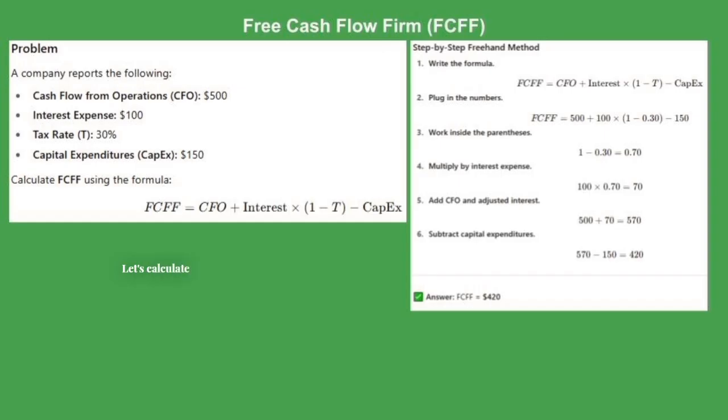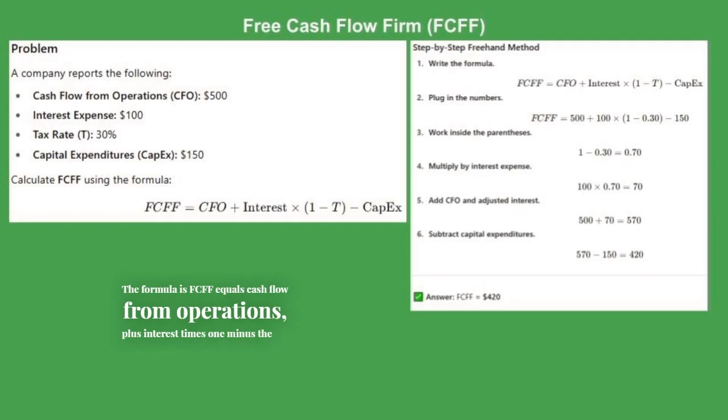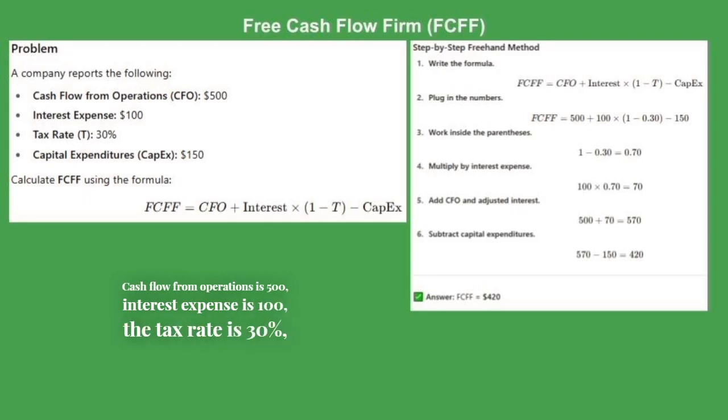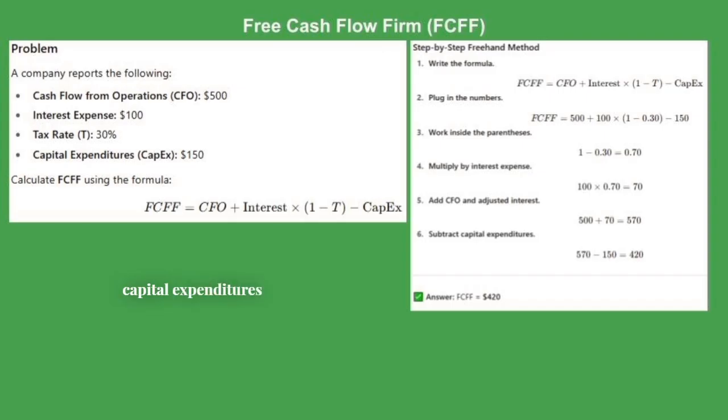Let's calculate free cash flow to the firm, FCFF. The formula is FCFF equals cash flow from operations plus interest times 1 minus the tax rate minus capital expenditures. Here are the numbers. Cash flow from operations is 500, interest expense is 100, the tax rate is 30%, capital expenditures are 150.